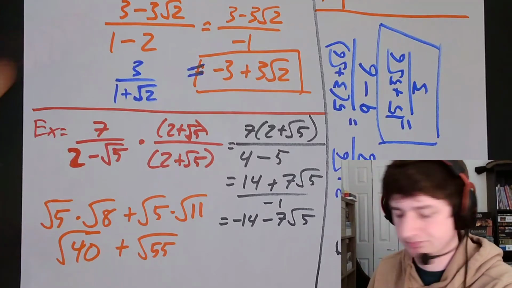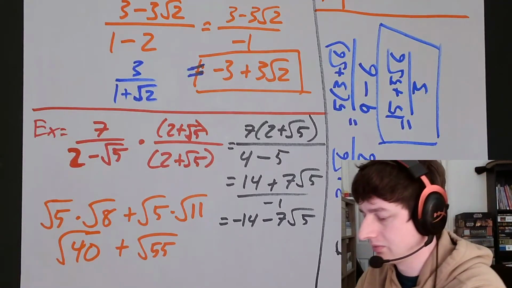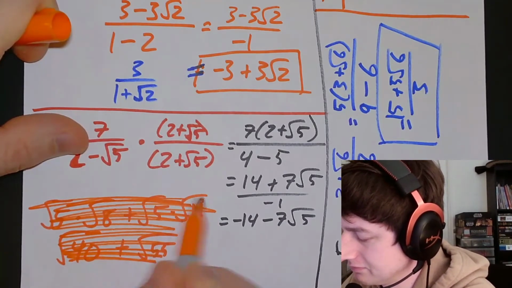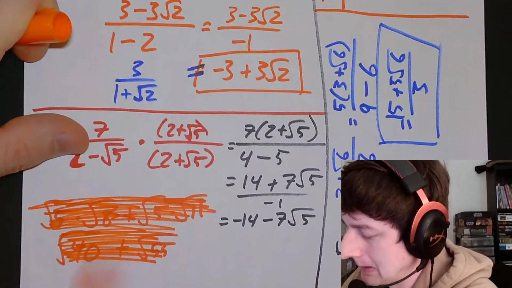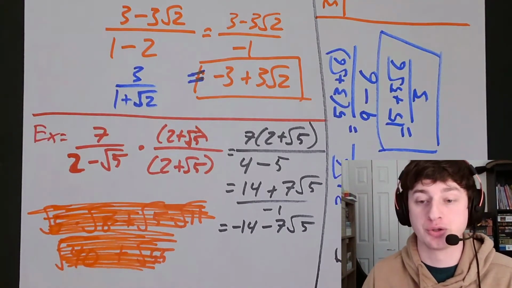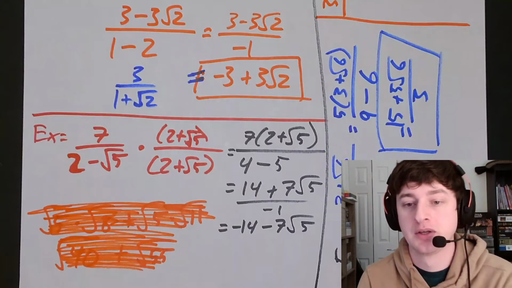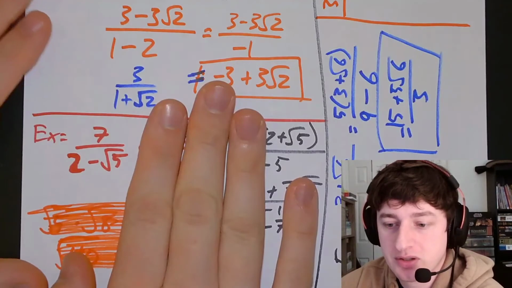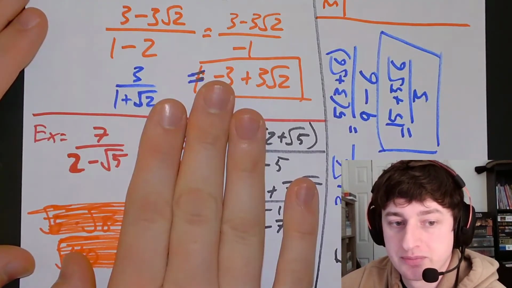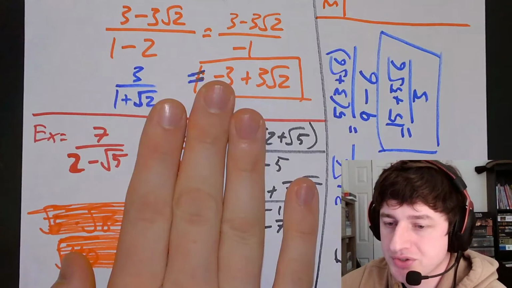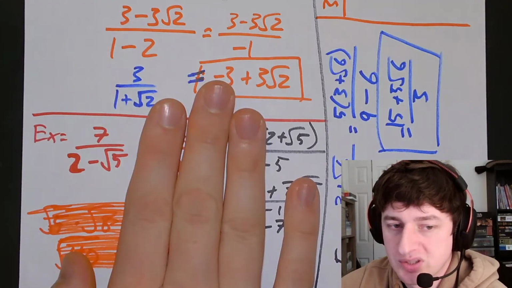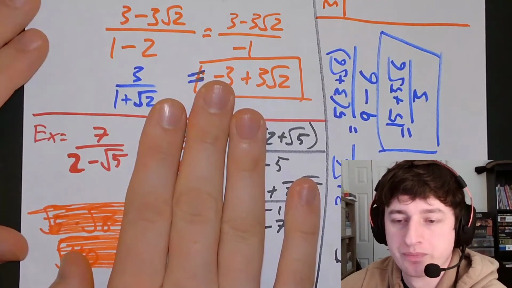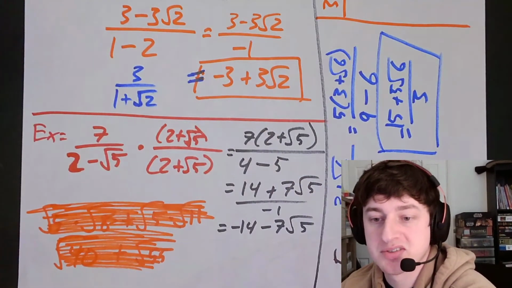Ignore this part. That's true. What I wrote is true, but it has nothing to do with what we're doing. So, original problem is this: 7 divided by 2 minus the square root of 5. Okay, this one also happened to simplify to be negative 1. I don't know why. I'm sorry. The next two won't. So the process is the same though.